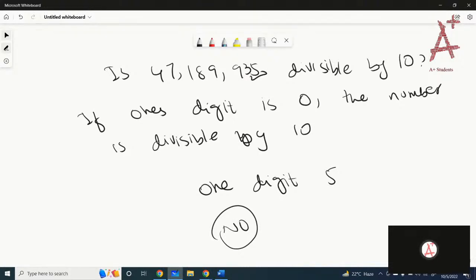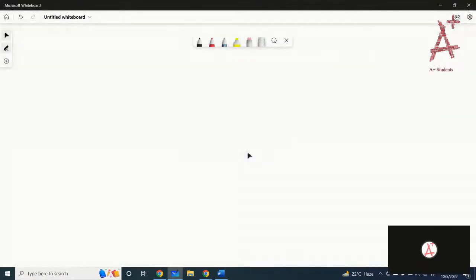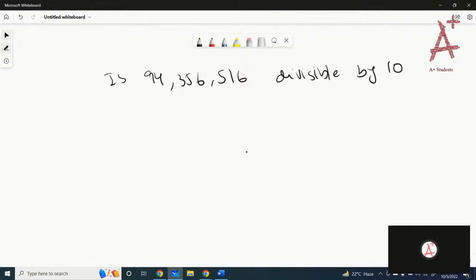Got it? Okay, so let's start with the practice questions. On the top right corner, you have a test button. Let's just do some of the practice questions. Okay, the first one is: is 94,356,516 divisible by 10? So we just did the divisibility rule for 10.